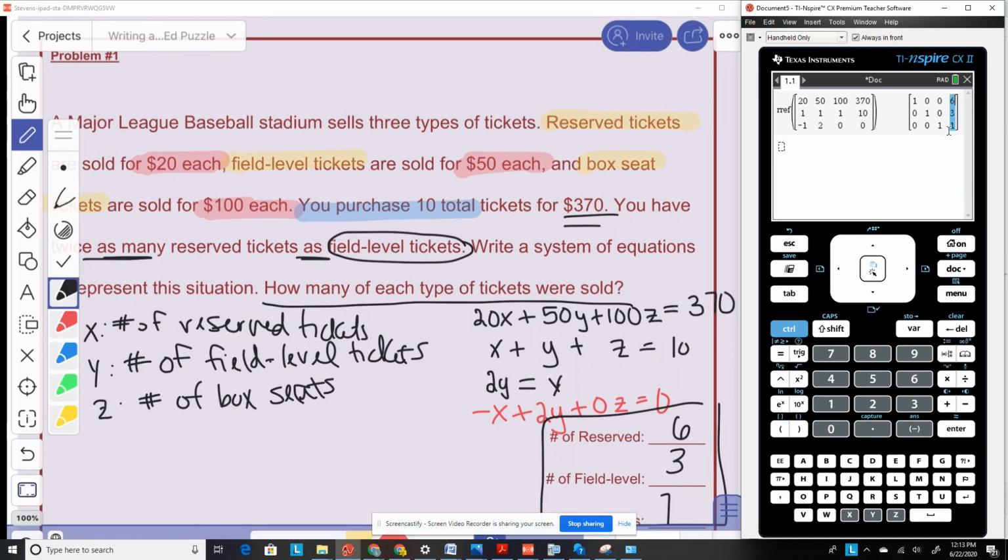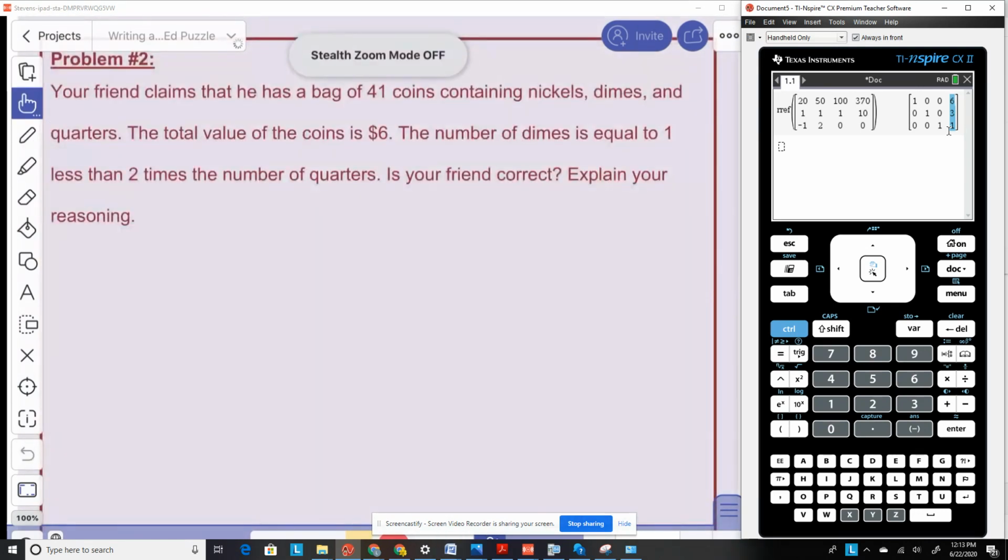Let's go to another question. Your friend claims that he has a bag of 41 coins containing nickels, dimes, and quarters. The total value of the coins is $6. Okay, so go ahead and finish reading that.